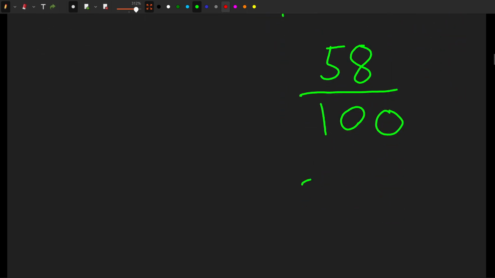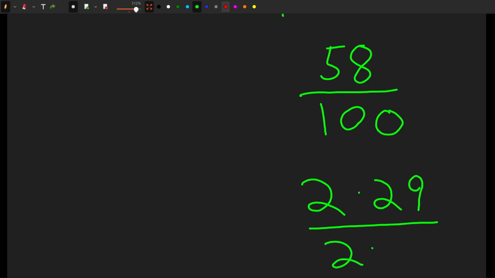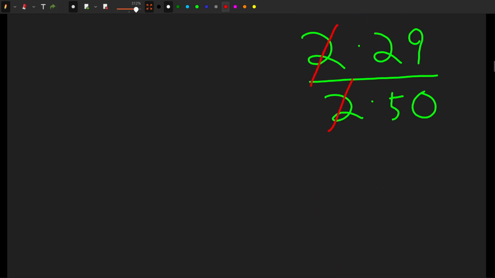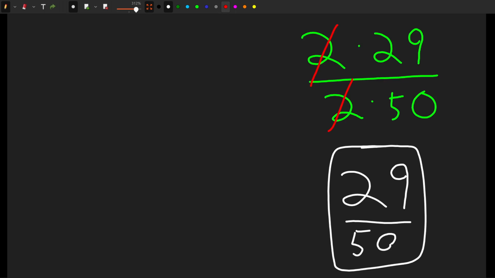58 I know is 2 times 29. 29 is a prime number. 100 is 2 times 50. And so now I can cancel out the 2's that are in the numerator and the denominator, and my answer is 29 over 50. And so in this case, 58% can be converted to 29 over 50 as a fraction.